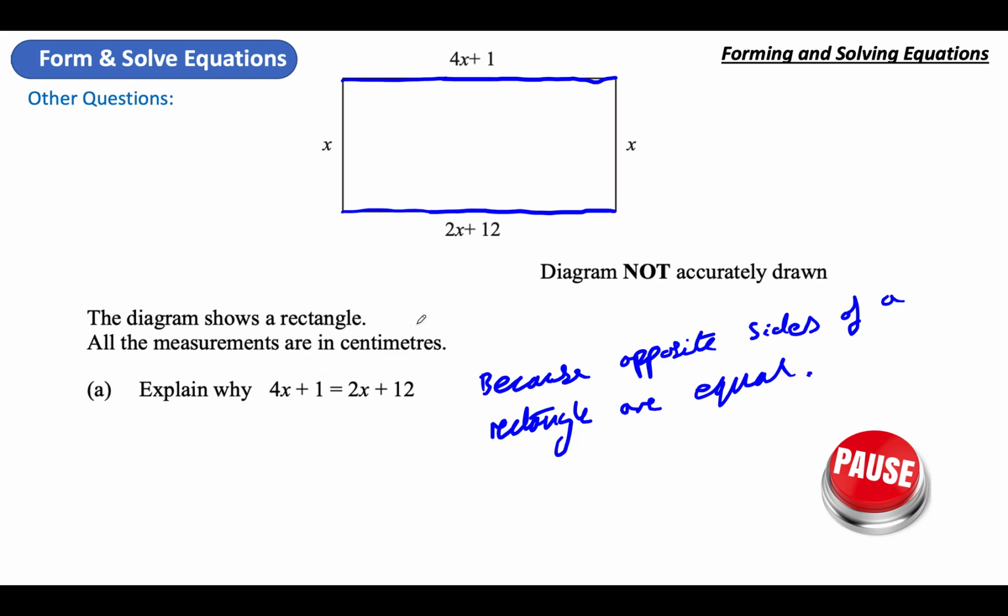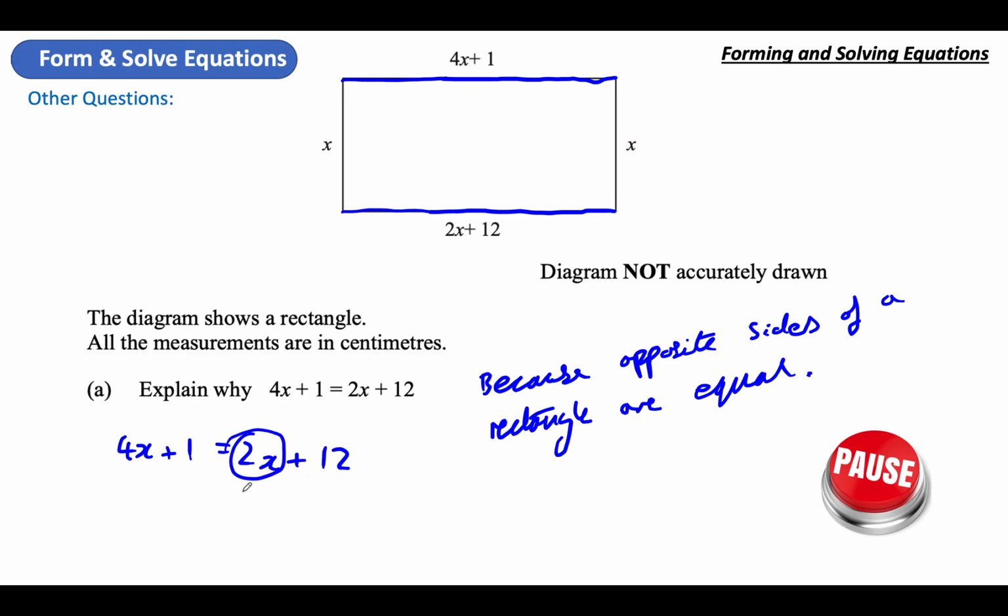And usually the question would then go on to ask you to find the value of x, or possibly not even give you this big hint at the start. You might get a question like this, and you can actually say straight off that, well, because opposite sides are equal, the 4x plus 1 length must be equal to 2x plus 12. And then you can go on to solve it.